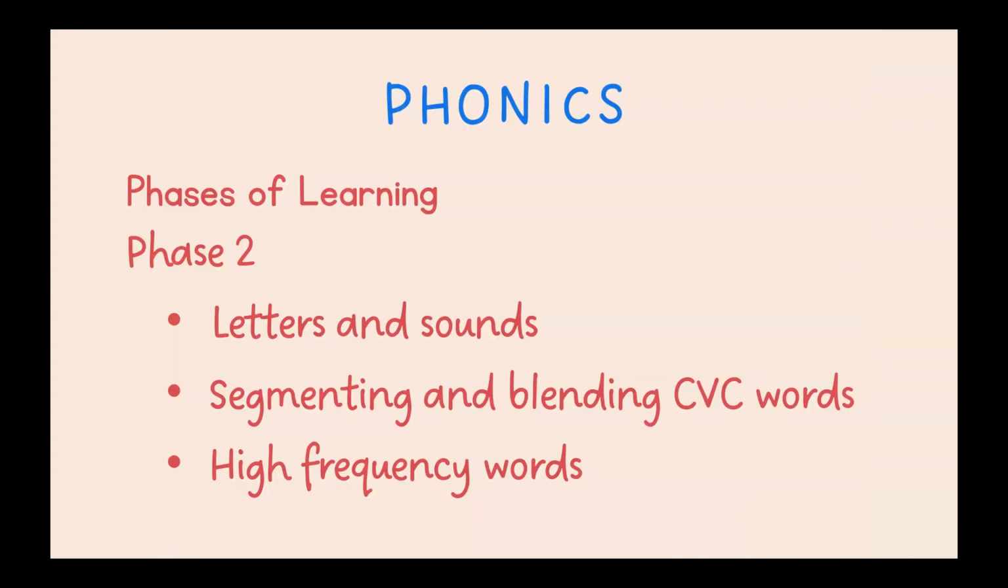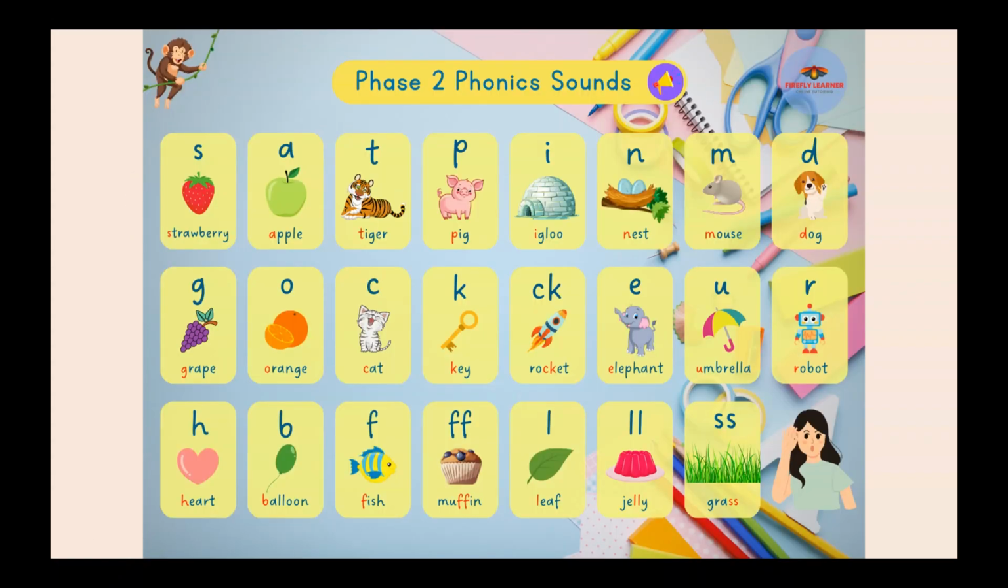In phase two, after they've learned the first few letter-sound combinations, you can start introducing them to CVC words. So that's consonant, vowel, consonant words. So, for example, after they've learned S, A, and T, you can teach them sat, and you're teaching them the sound and then how to blend the sounds together to read the word.